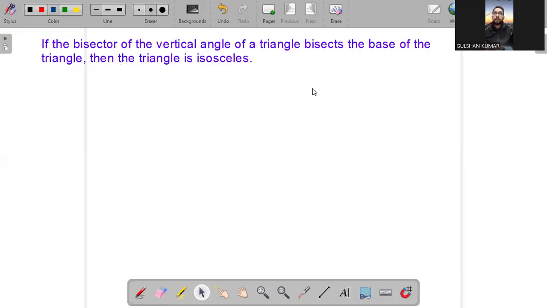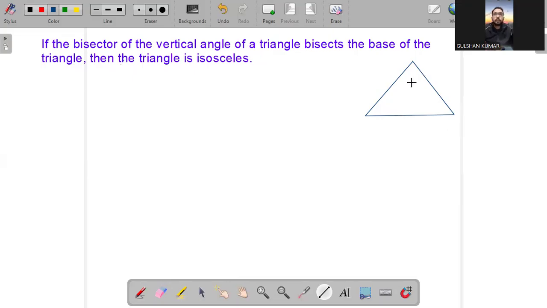Starting with the next video on the isosceles triangle, we begin with the next theorem: if the bisector of the vertical angle of a triangle bisects the base of the triangle, then the triangle is isosceles. First of all, we have a triangle having a vertical angle which is bisected by a segment. It will be clear when we draw the diagram here. So we have a triangle here, making it a proper triangle.